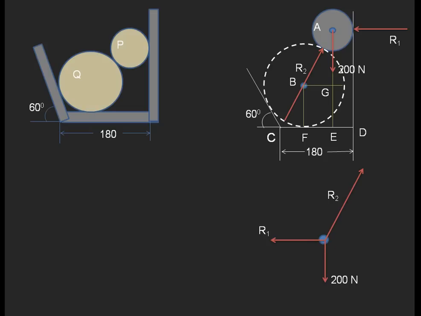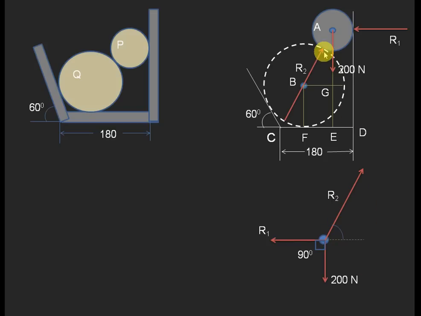So in this condition we have to find out what R1 and R2 are. For finding R1 and R2 we can apply Lamy's theorem. Before applying Lamy's theorem we need to know the angles between each pair of forces. The angle between R1 and the 200 newton weight, we can directly know, is 90 degrees. Then what about the other angles? I have drawn a horizontal line here, and we need to find the inclination of R2 with this horizontal line.